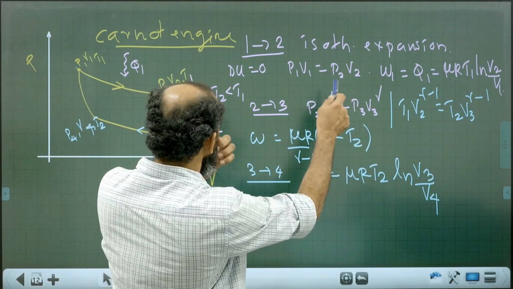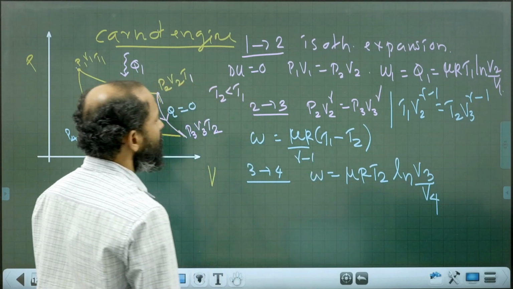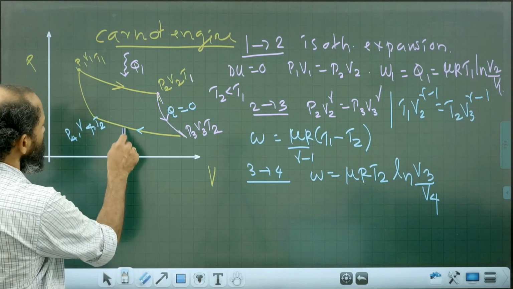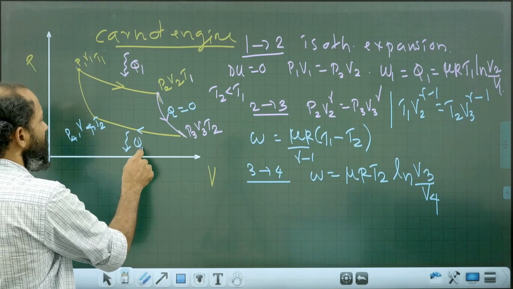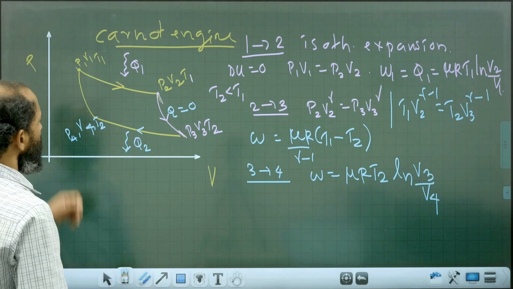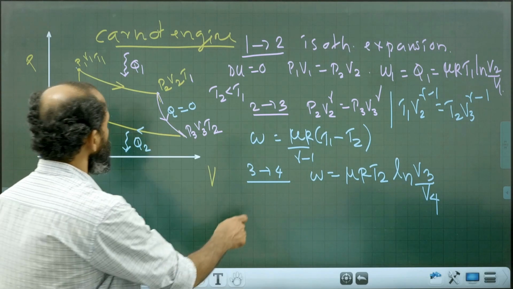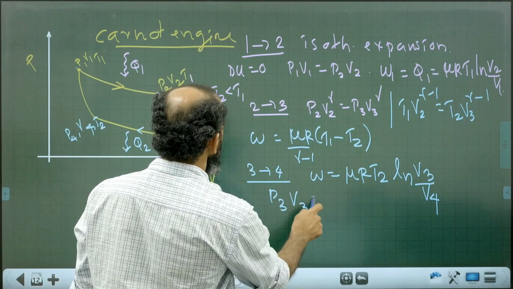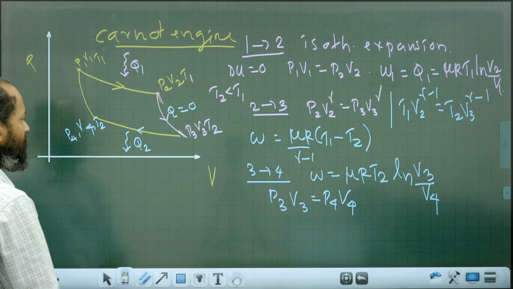Work done from 1 to 2 is positive, 2 to 3 is positive, but 3 to 4 work done is negative. That's why heat is rejected. Rejected heat is Q2, and absorbed heat is Q1. The equation of state is P3 V3 equal to P4 V4. Temperature constant, energy change 0.